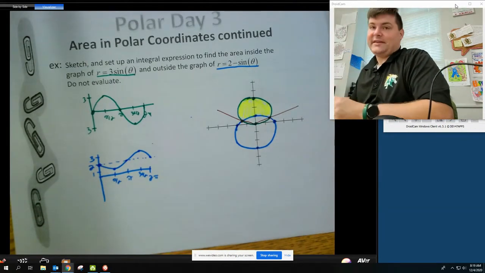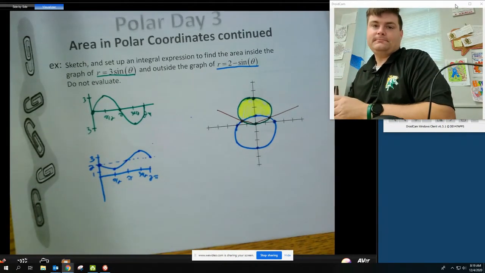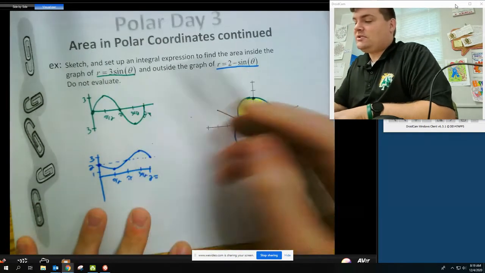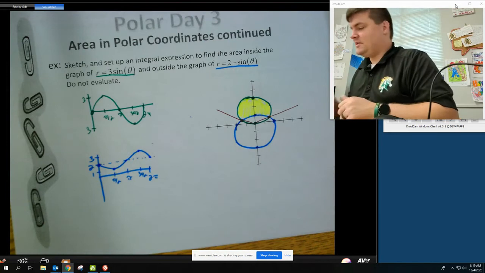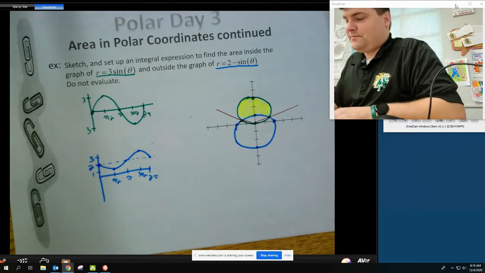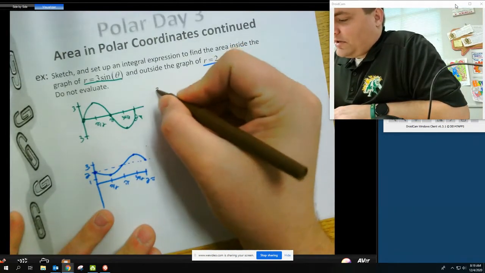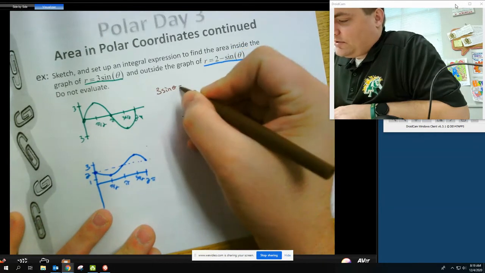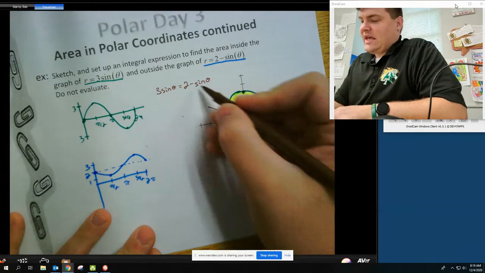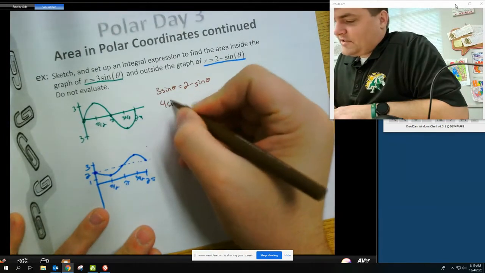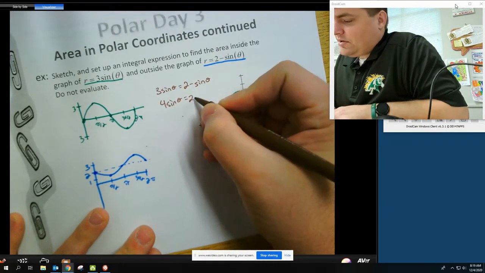So how do you find these intersections? That's right. You set the two radii equal to each other and figure out when the theta is equal. So let's go ahead and do that. So I'm going to do 3 sine theta equals 2 minus sine theta. I'm going to add that sine theta over. So we're going to get 4 sine theta equals 2.